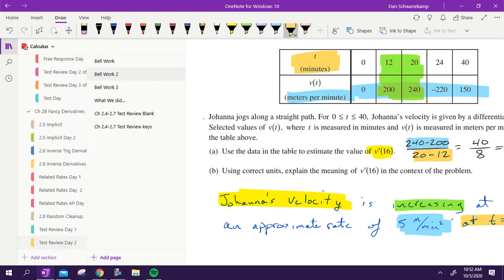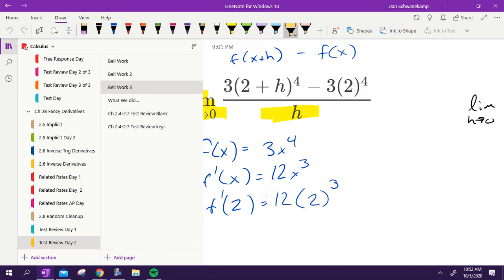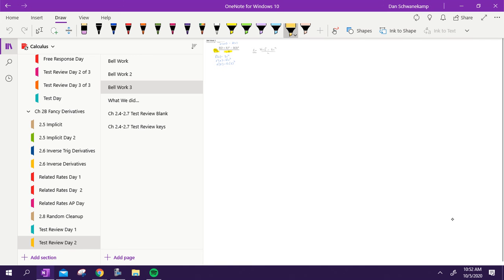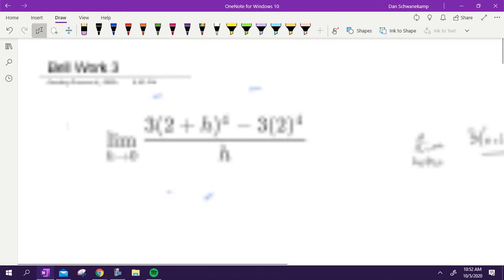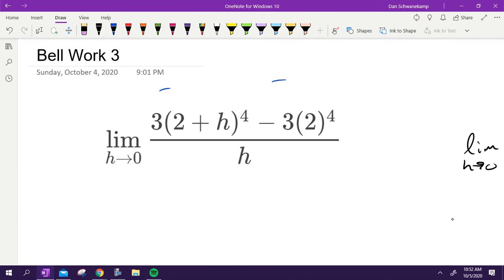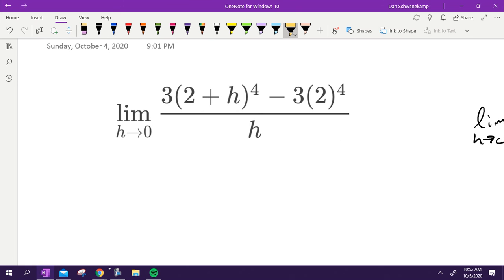Good. Let's do one more, and I know this is not your favorite one, but let's see what we can do with it. Sorry, I forget to delete my stuff in between. Try this one. The limit as h approaches 0 of that thing right there. Figure out what that answer is. Go.